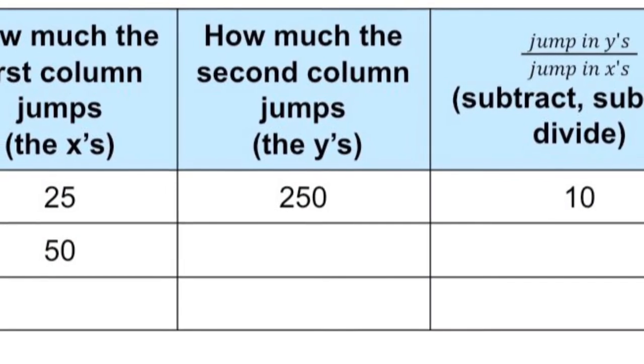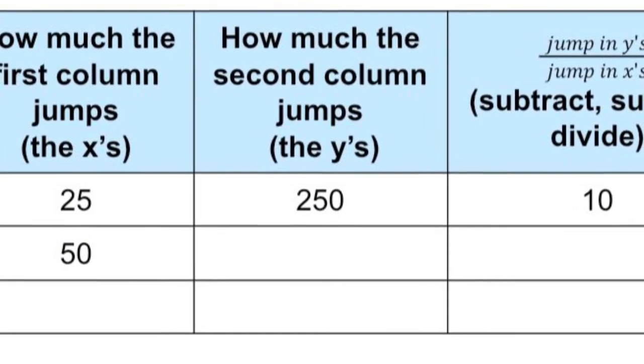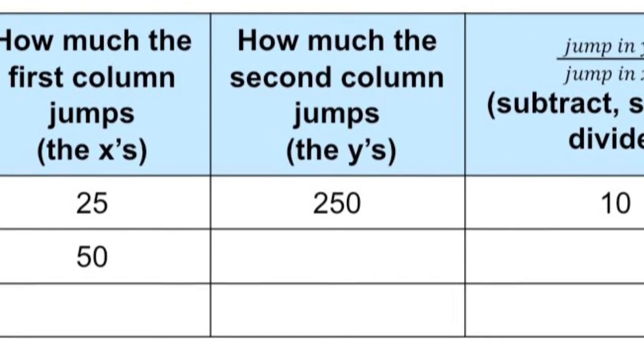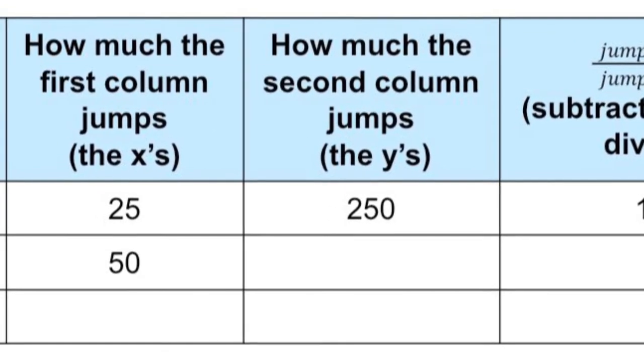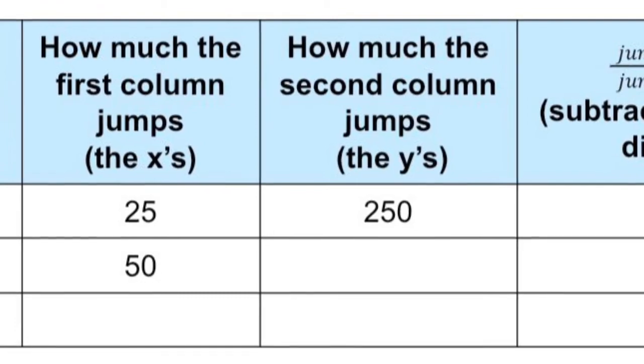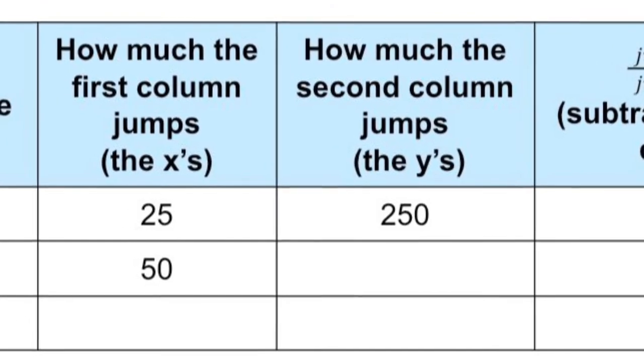Subtract, divide. I know you guys really missed that dance, so I felt like I should add it to the video. And when we do subtract, divide, we get 10, and that would be the rate of change for menu number 1, because it's going up $10 for every one person. Let's do the same thing for menu number 2 now.